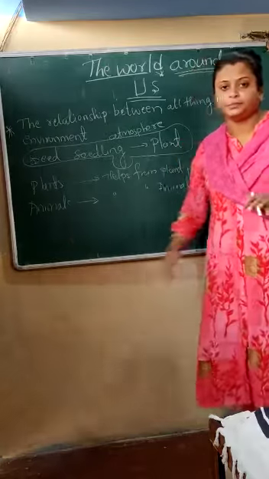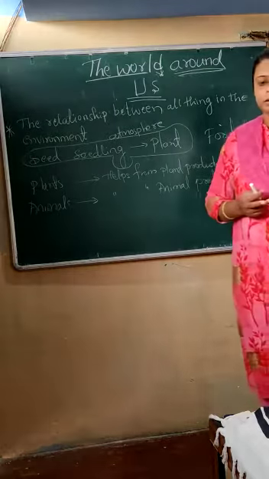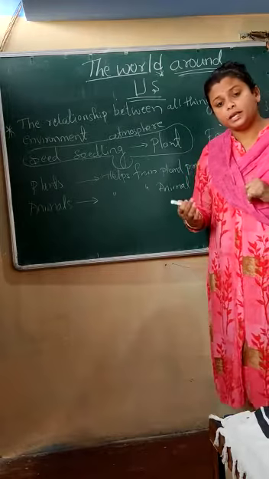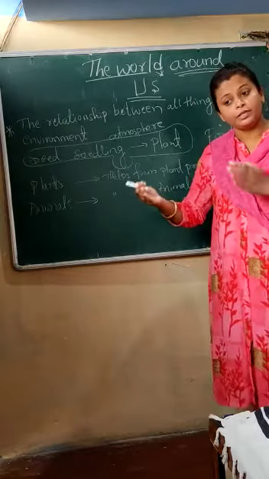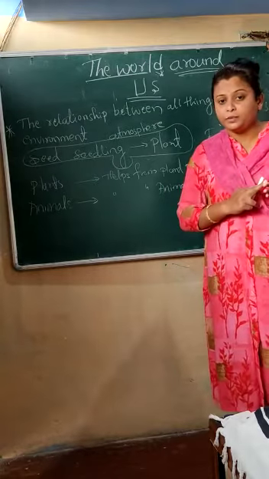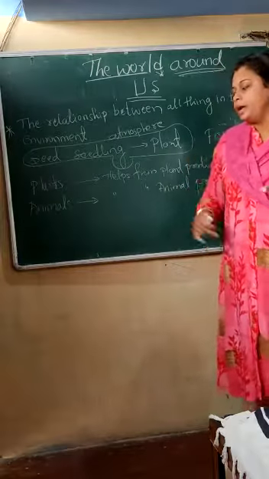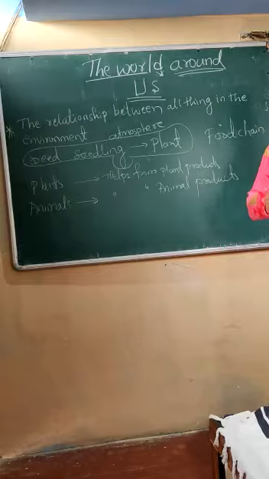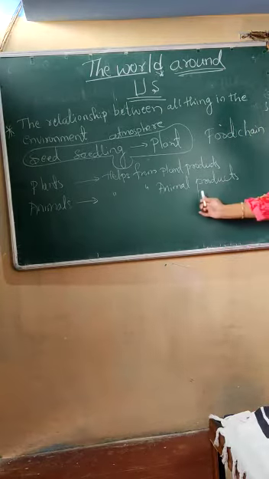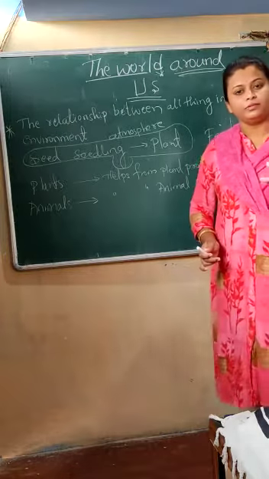Next, the animals. What animals do we use? Animals like horse, ox, cow, buffalo: we use these animals for other purposes in which they help us. Dog, cat and other pet animals we keep inside our house for other help, isn't it? And other than this, hen, fish, seafood, eggs, milk and milk products. We get a lot of things from the animals.